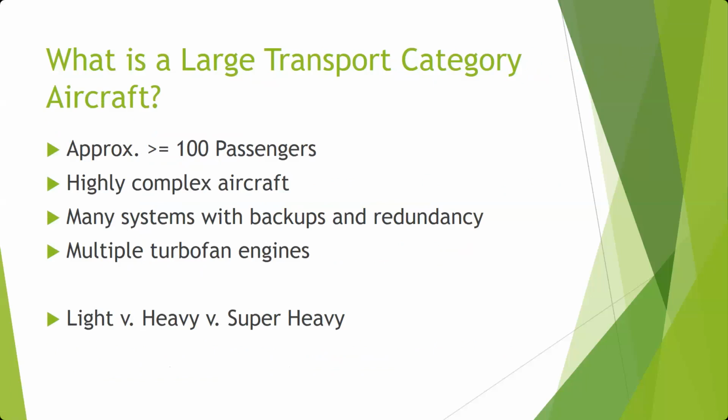They're very complex. They have a lot of systems that have backups and redundancy in them. Those individual systems have backup and redundancy directly. They also have systems that can kind of take over from other systems if there's a failure. And then multiple turbofan engines nowadays. Back in the day, they would have had a turbojet engine, but those were quickly replaced with turbofan engines that are more economical. These can even be broken down into light versus heavy versus super heavy.